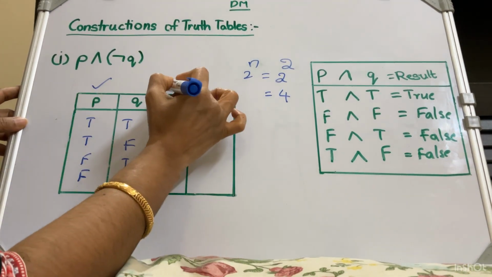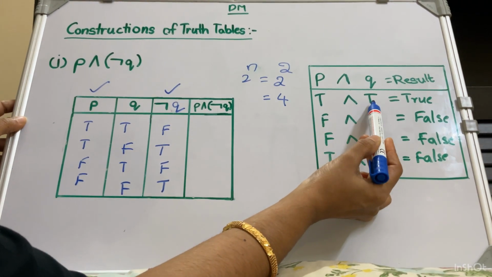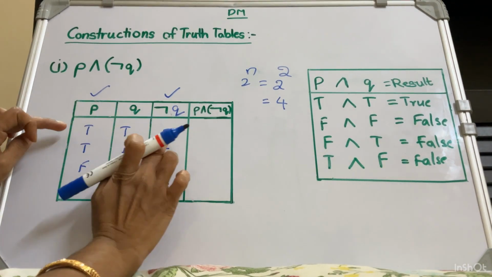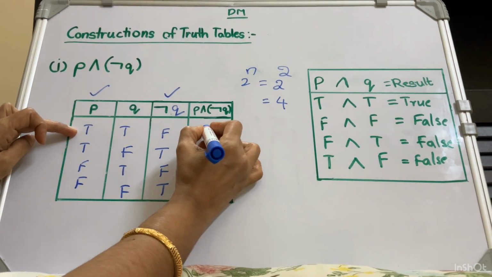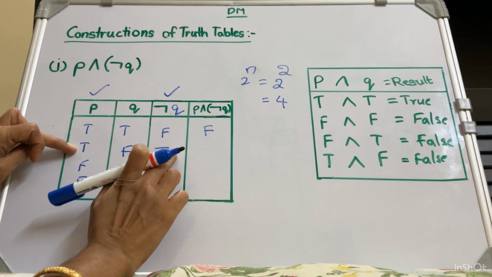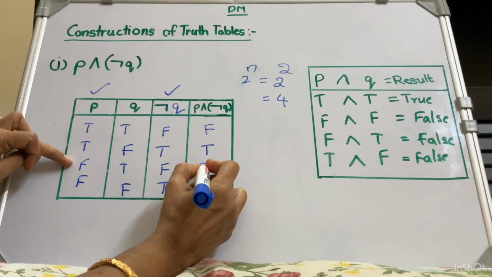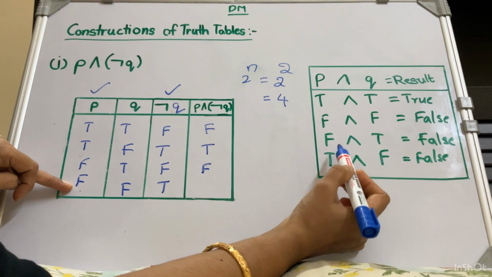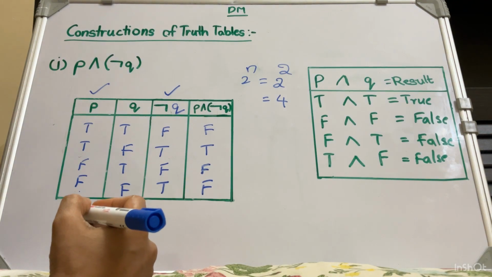Next, the question is P conjunction negation Q, and this is the truth table related to conjunction. If the first statement is true and the second is also true, then the result is true. In all other cases, false. So here we should check 2 T's. First statement is T, second statement is false. So what is the result? False. So write false here. Check here T and T. So P is true and negation Q is also true. The result is true. Then F and false, because from the truth table the result is false. F, T is nothing but false. So in this way we should construct the truth table for the given compound proposition.